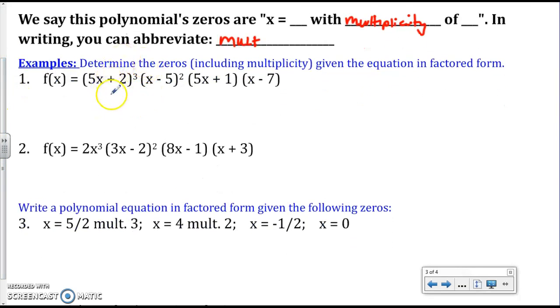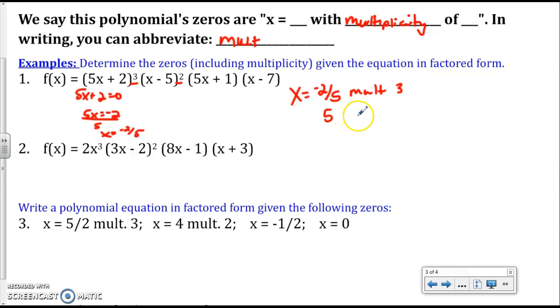Okay, so the zeros here, if you set this equal to 0 and solve, I get 5x equals negative 2, divided by 5. My first one is negative 2/5. Now, some of you are going to be able to do that in your head, which is fine. So if I'm listing my zeros, I get x equals negative 2/5. This next one, I can just change my sign. Notice for both of those we have exponents though. So my negative 2/5 actually has a multiplicity of 3, and my 5 has a multiplicity of 2.